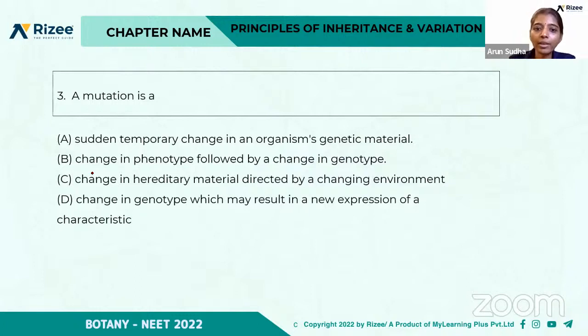So a mutation is a change in genotype which may result in a new expression of a characteristic is the right answer. Here it is not a temporary change, it is a permanent change. So this is a wrong statement. And a change in phenotype followed by a change in genotype is also a wrong statement. First there occurs a change in genotype, right? And a change in hereditary material directed by a changing environment, this is also a wrong statement. So the correct option is option B.